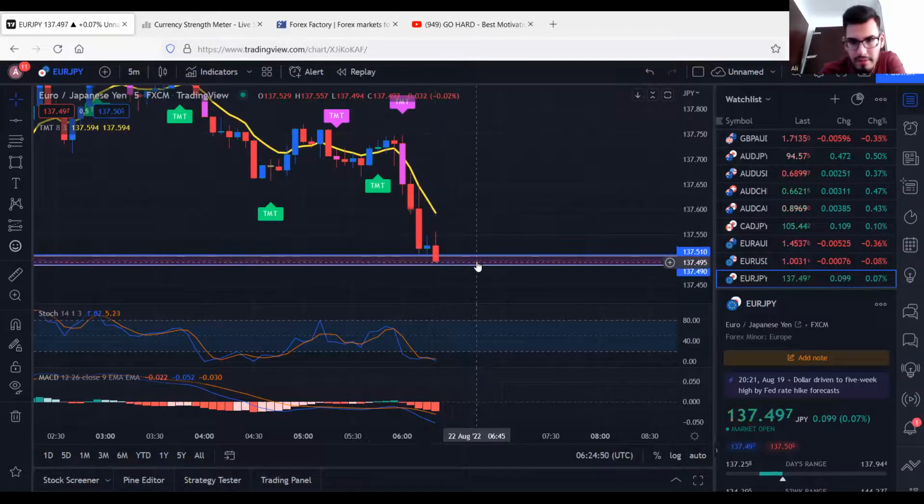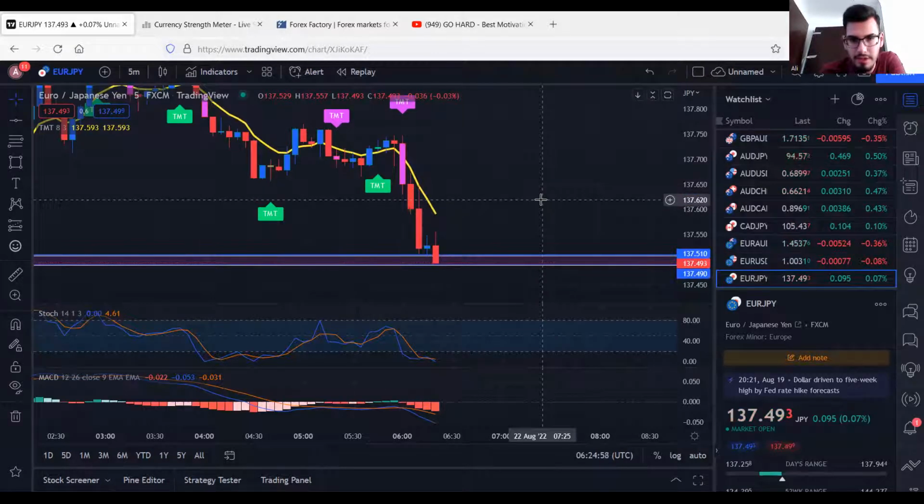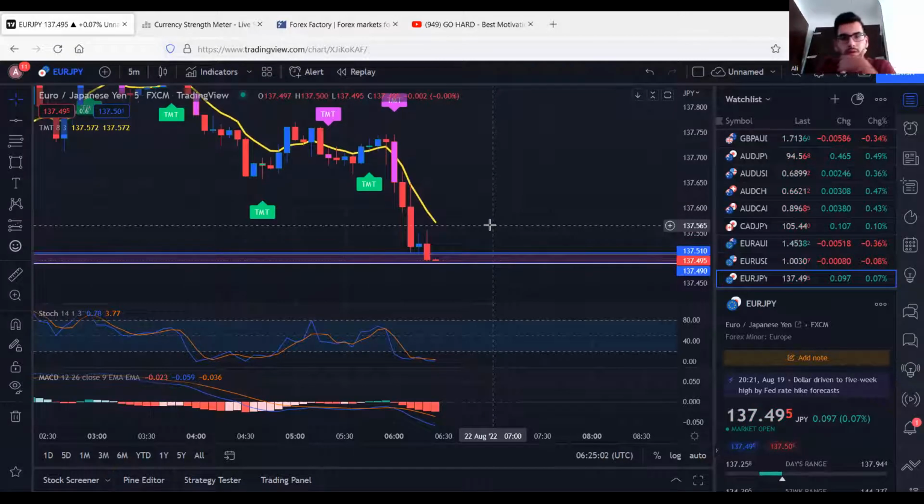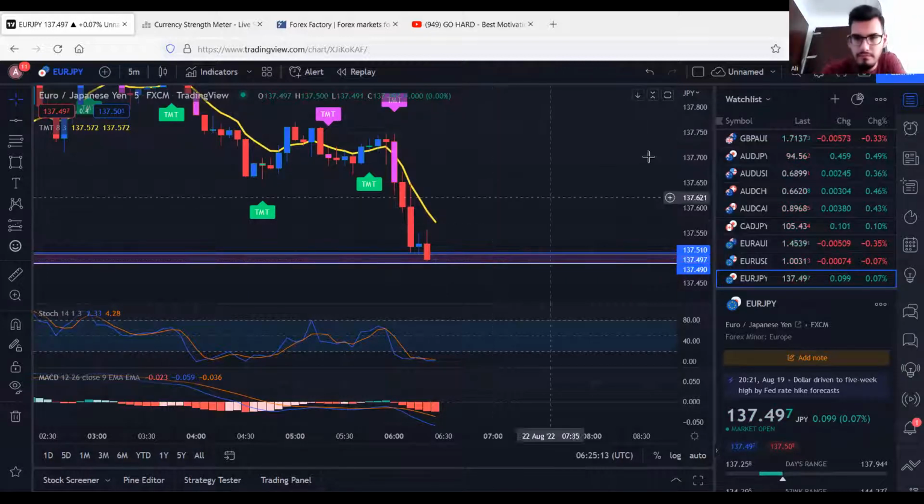Once it closes inside my area, and now look, if you haven't had the entry, you still can have an entry there already where it is. That could be a better entry for you guys. Now let's see if the market will go bullish from there. Let's see. There's 5 minutes left for that candle.